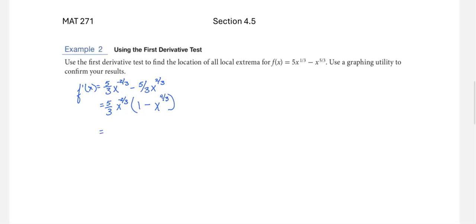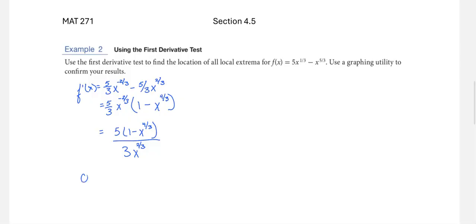And then I'm going to clean this up a little bit. Let me make this negative a little bit more distinct. So I'm going to have 5 times 1 minus x to the 4/3 all over that 3 in the denominator, and that x can come to the denominator and become a positive 2/3 as the exponent. So there's my derivative.